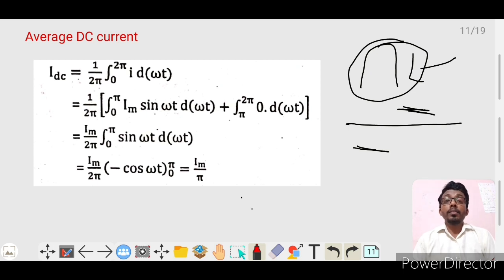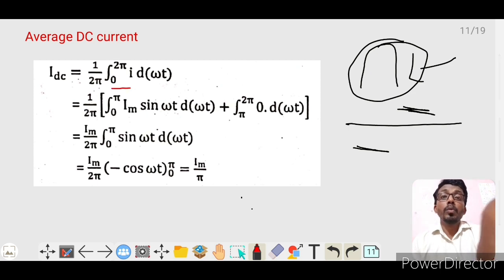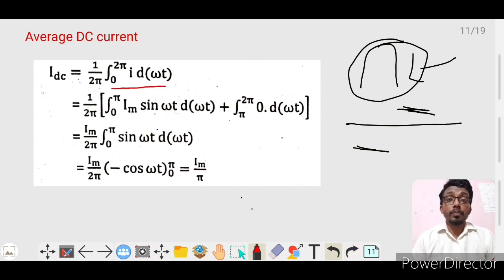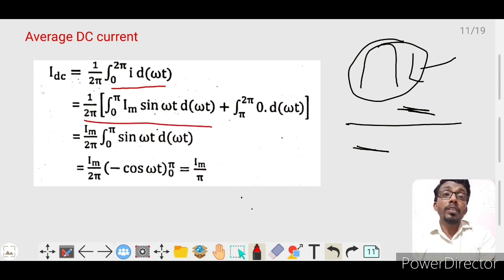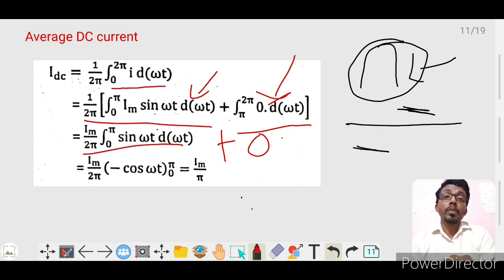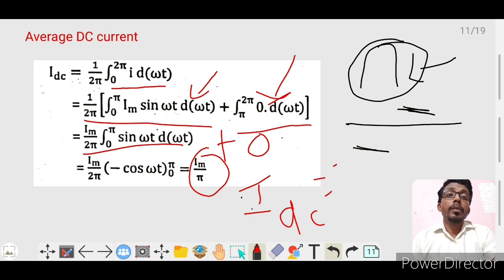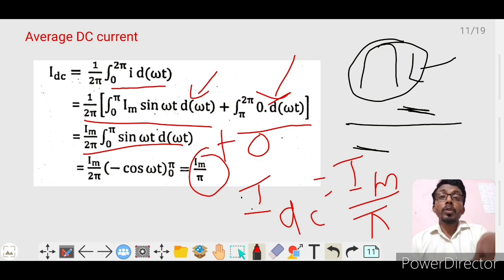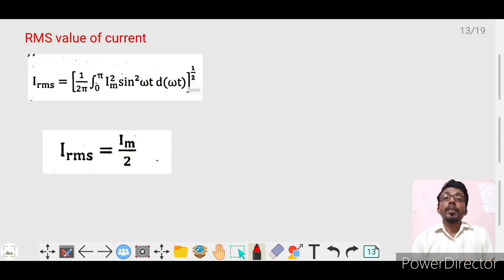So the average DC current is given by IDC equals the integration of this particular term divided by the total phase difference. Now this term we divide into two parts, because during the first half cycle it conducts and during the second half cycle it doesn't conduct. So in the second half cycle the current will be 0, and after integrating this term we get Im by pi. That means my average DC current is the peak value current divided by pi. Next we will find the RMS value of current.